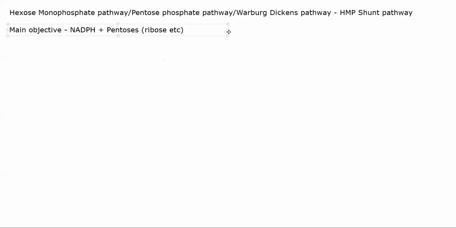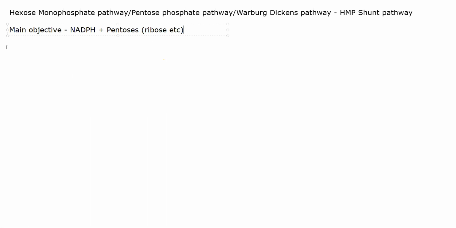Now, pentoses, specifically ribose and ribulose, are important in forming your RNA and DNA, right? They play an important role in the biosynthesis of nucleic acids, whereas NADPH is required for other reductive synthesis in your body, especially outside of mitochondria. If you're talking about NADPH specifically, it is required for reductive biosynthesis of fatty acids.